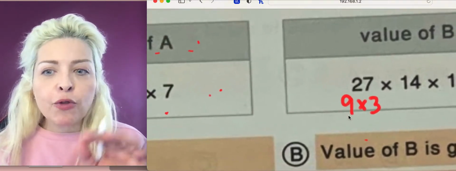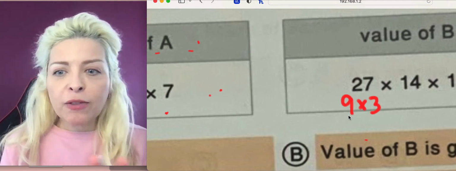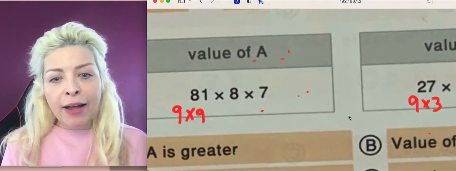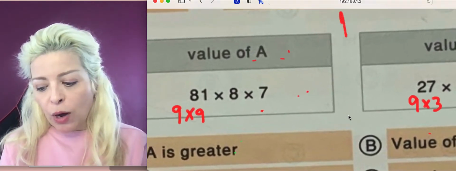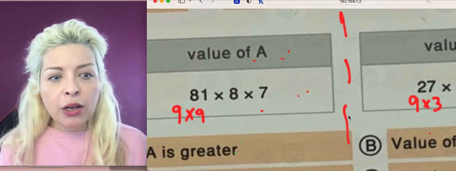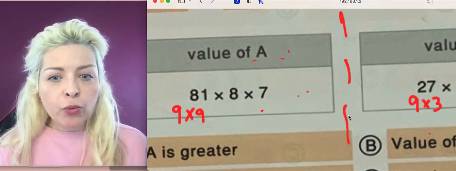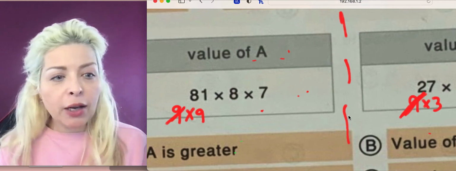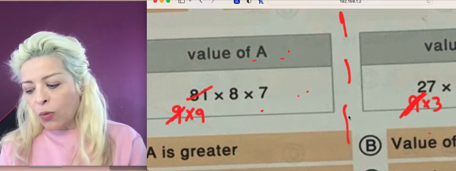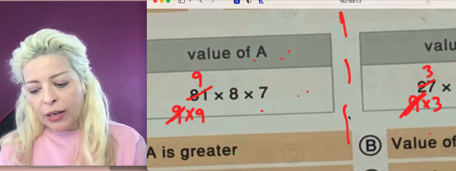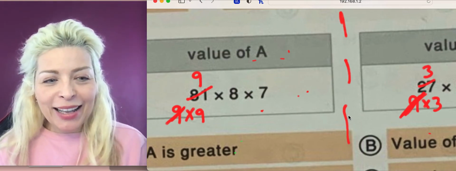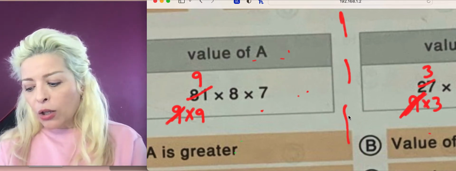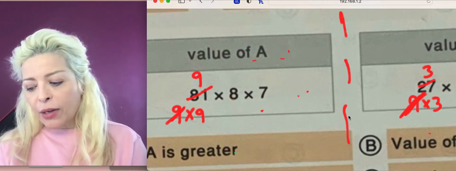Like I said before, if you do not remember your times tables, you have to pause the video, go review and come back. Okay, now that we have the numbers like this, guess what we can do? I want you to imagine an imaginary line here. Now, you can cross out this 9 and you can cross out this 9. So now the new 81 is 9 and the new 27 is 3. Do you see that? Because whatever you do on one side, you do on the other. Cross it out.